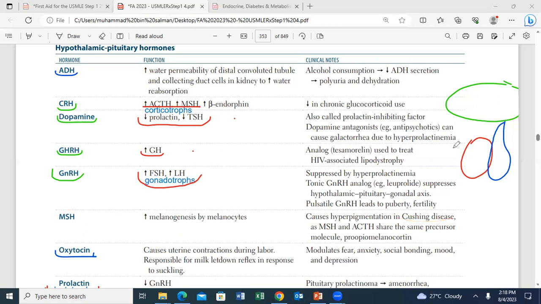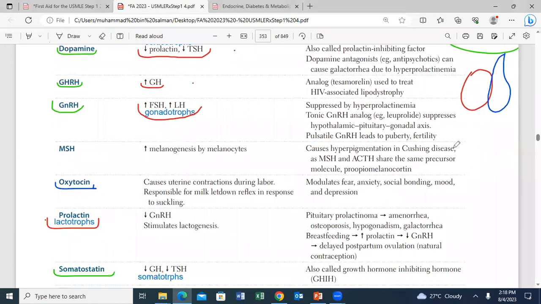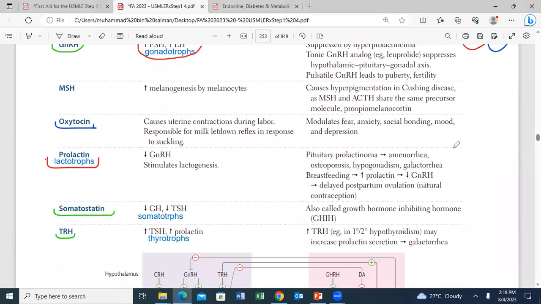Then we have the oxytocin, which we have already discussed. Now let's have a look at the prolactin. I already told you that it increases the formation of milk, and prolactin is inhibited by dopamine. So we have discussed these points. Now somatostatin, yes, somatostatin is basically an anti-secretory hormone, you can say. It is produced in the hypothalamus, and it inhibits the secretion of growth hormone and thyroid stimulating hormone. So it is also called growth hormone inhibiting hormone.